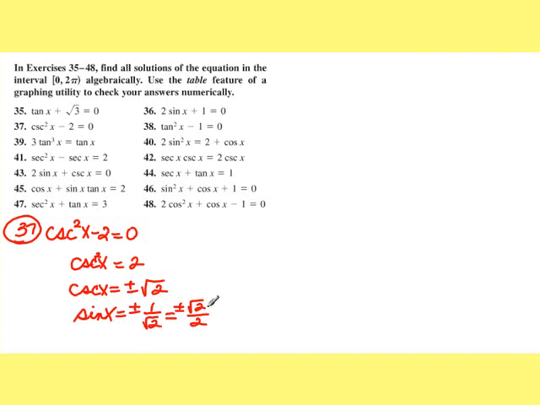So in the unit circle, we're trying to find values where sine x is positive or negative square root of 2 over 2. And that's going to occur at all of the pi over 4 multiples, excluding the pi over 2 and 3 pi over 2. So you're going to have pi over 4, 3 pi over 4, 5 pi over 4, and 7 pi over 4 for our answers.